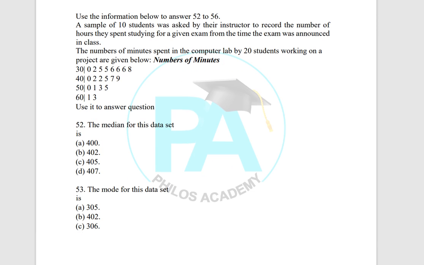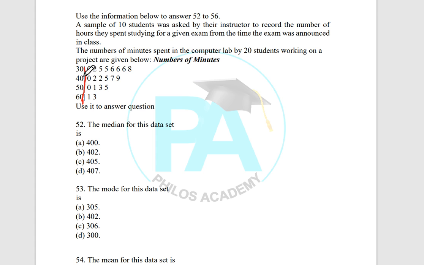The next question says, use the information below to answer 52 to 56. A sample of 10 students was asked by their instructor to record the number of hours they spent studying for a given exam from the time the exam was announced in class. Now, the numbers of minutes spent in a computer lab by 20 students working on a project are given below. So this is a stem and leaf plot. It's supposed to be a line here.